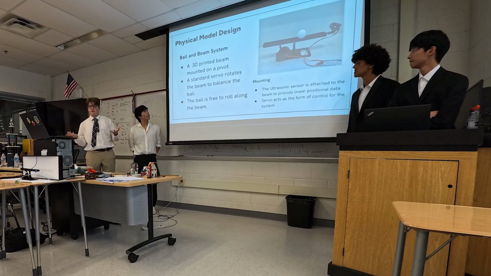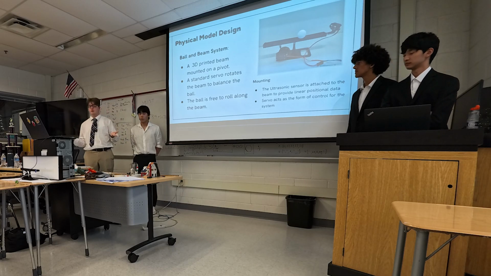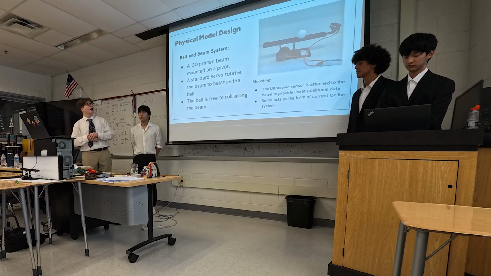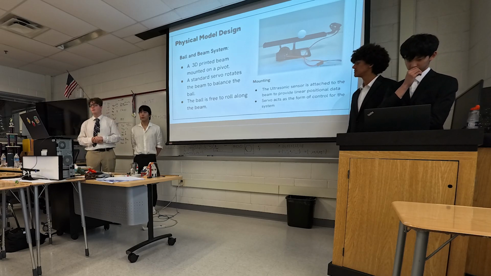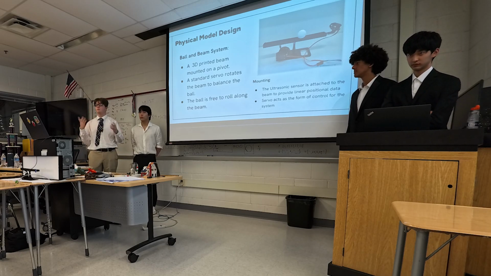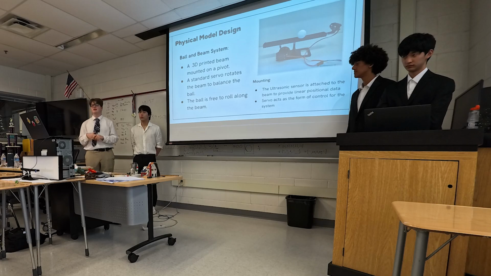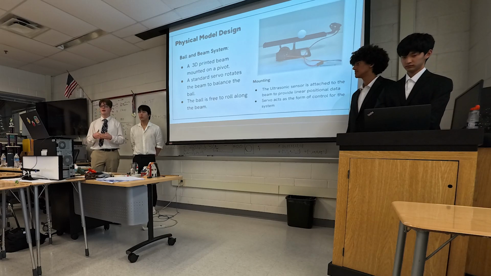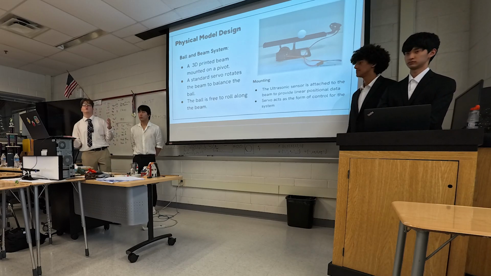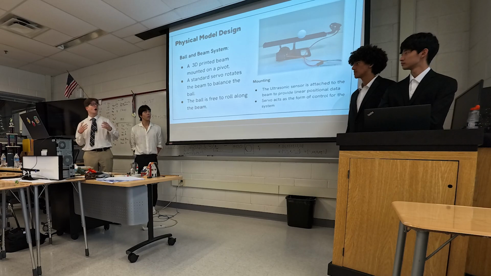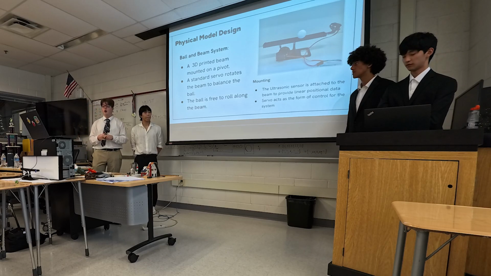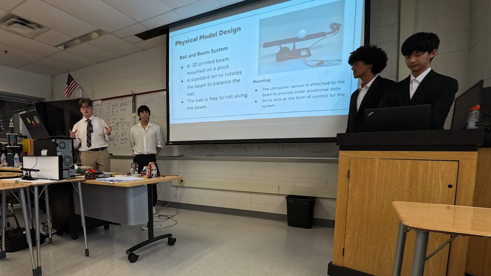Okay, so for the physical model design, we 3D printed the actual beam, and we use a servo to change the angle of the beam. The reason why we use a servo and not any other type of motor is because servos tend to be very accurate in terms of their angles. So I could set the servo's angle and not have to worry about whether it is inaccurate or having to re-stabilize the servo.